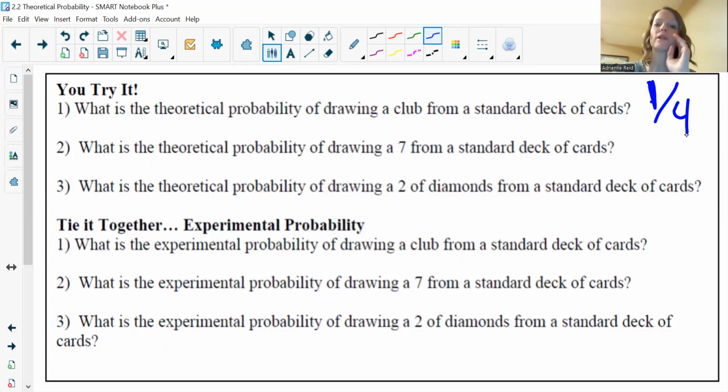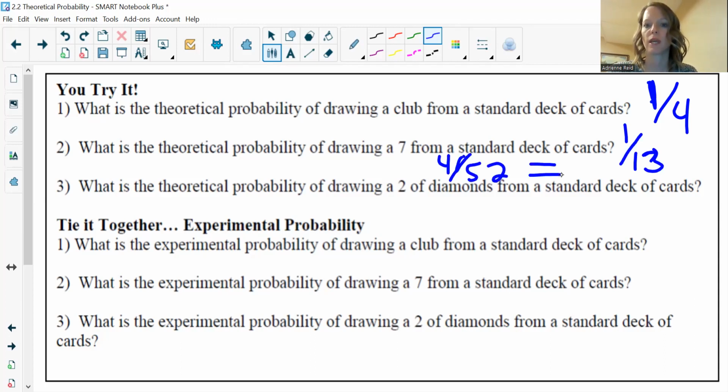What's the theoretical probability of drawing a 7 from a standard deck of cards? Well, there's 4 7s. So I know it's 4 out of 52, or there's 1 7 in each of the 4 suits that could be drawn. So 1 out of 13, because there's 13 cards in every suit. Or just go ahead and write that down as 4 7s out of the 52 cards, but then reduce that. If you really do need to think through the whole fraction or look at the picture, please do that. But then please write it as a reduced fraction afterwards.